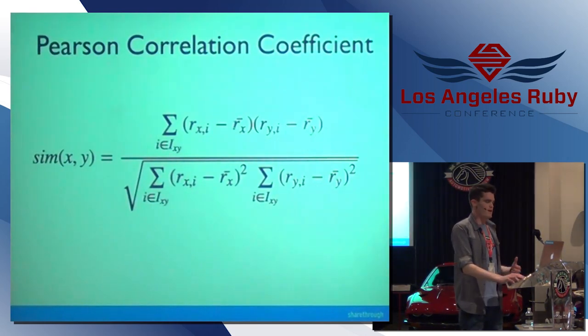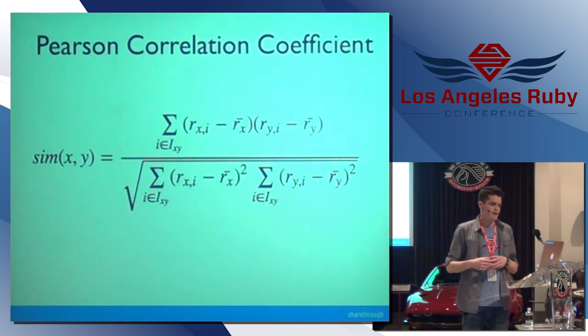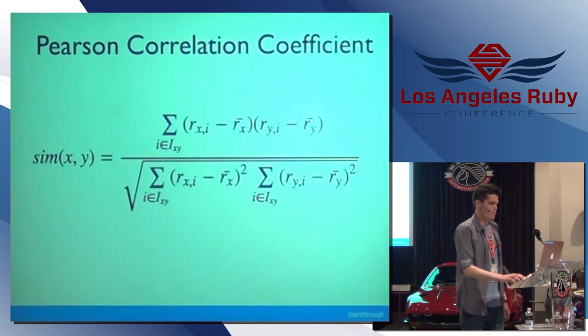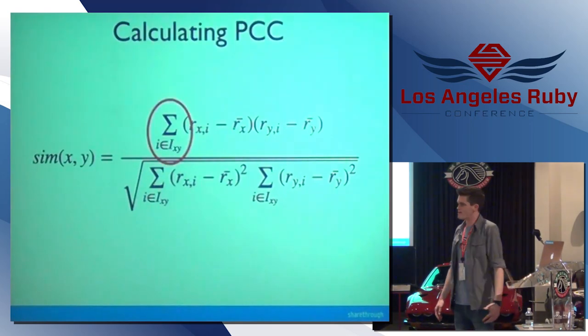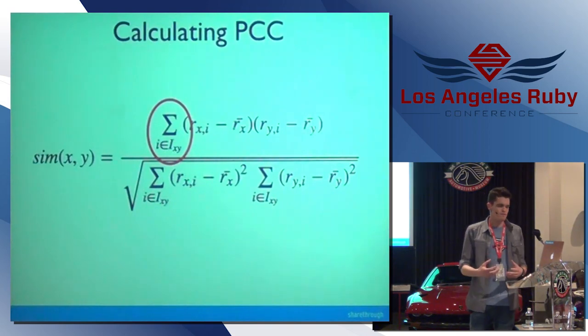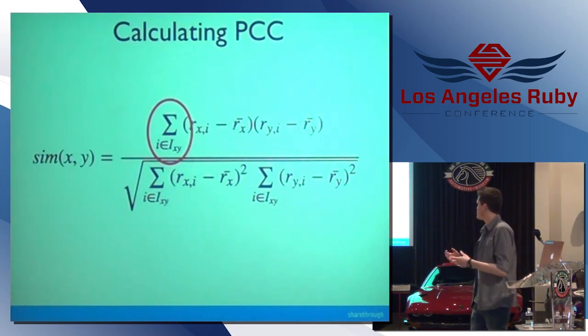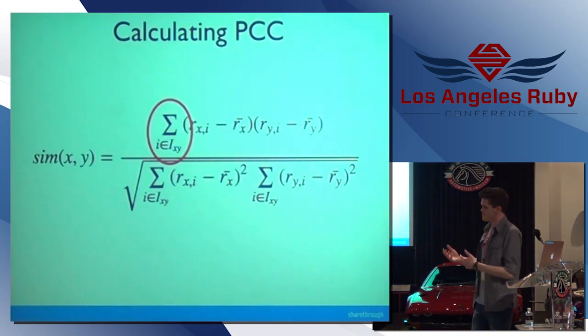If we break it down, look at each of the individual components that make up the algorithm, and turn that into Ruby code, it's simple. The first thing we'll look at is that sigma notation. We all know that that's a sum, which is a basic for loop. But the question is, what is it a sum over? It's a sum over all elements with little i in the set of all items x, y.